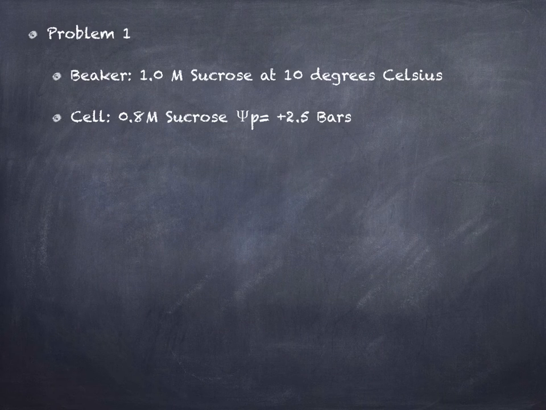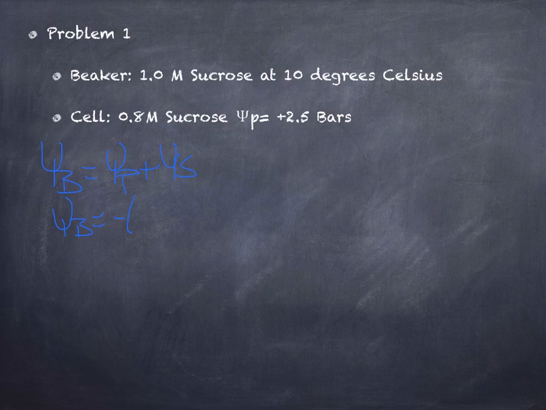Let's try the very first problem here. For these water potential problems, I want to know what direction the water is going to flow for all of them. So here is the scenario. We have a beaker that has 1 molar sucrose at 10 degrees Celsius. So the water potential for the beaker, I'll just call it water potential B here, is going to be equal to the pressure potential plus the solute potential. But because the pressure potential for every open container beaker is going to be 0, the water potential for the beaker is going to be just equal to the solute potential, which we know as the negative ionization constant.